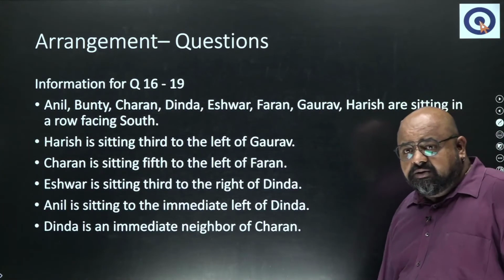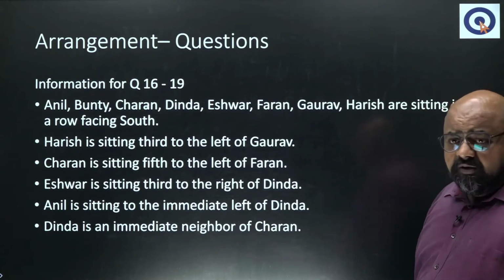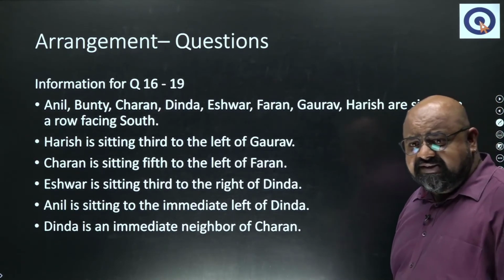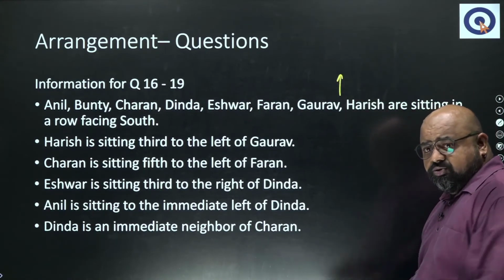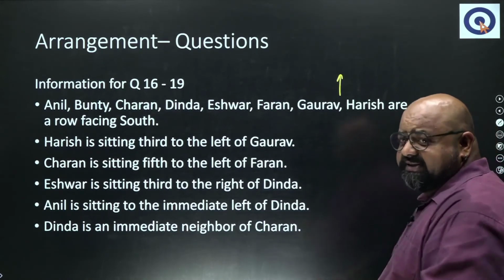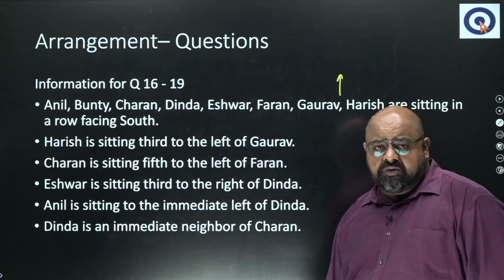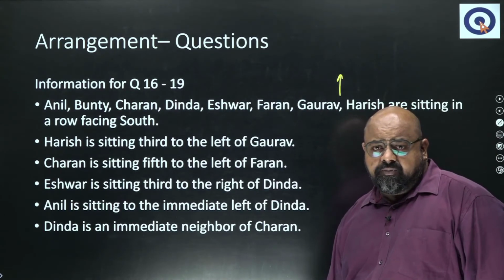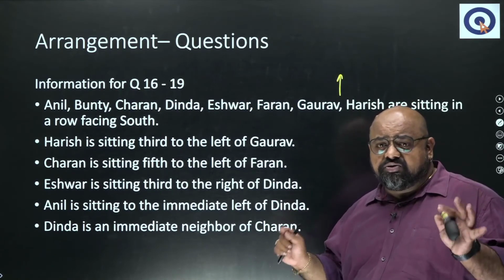So let us start drawing the arrangement. That is all you have to do. All of them are sitting in a row facing south. I am assuming this direction to be south, so that when they face, they are in the same direction as I am, so their left and my left will be the same. Which statement should I start with? Look for a statement which has the minimum number of possibilities to draw.